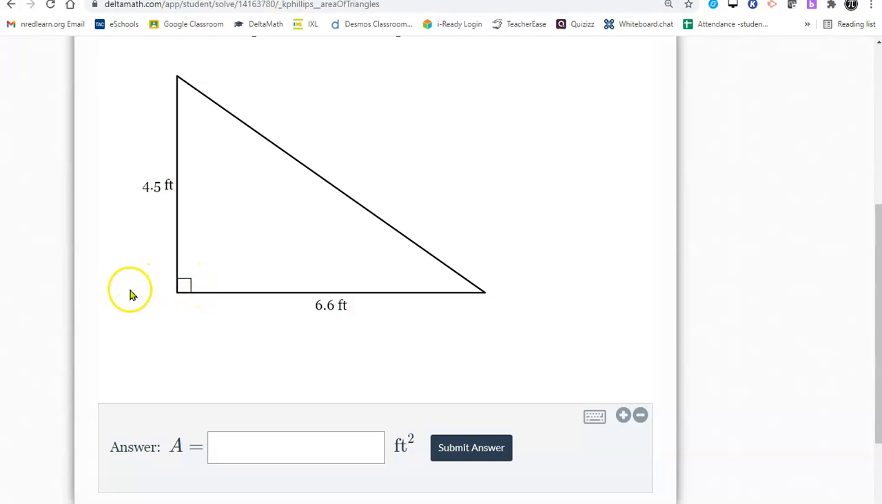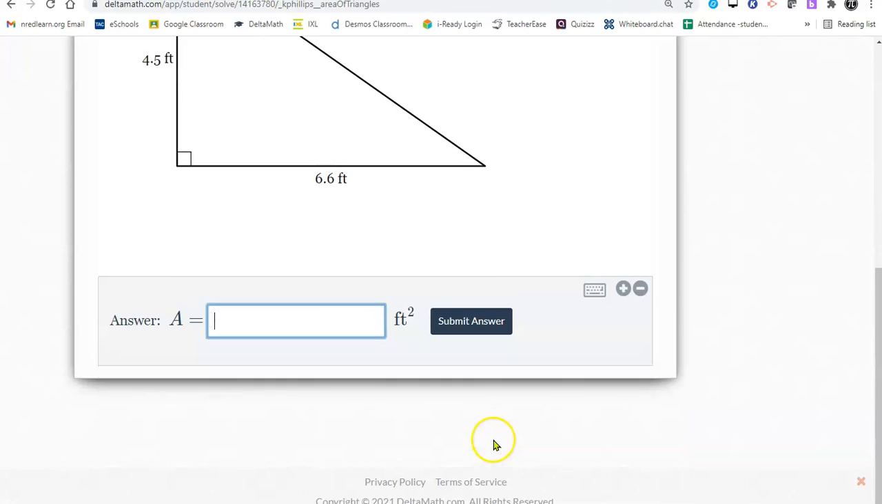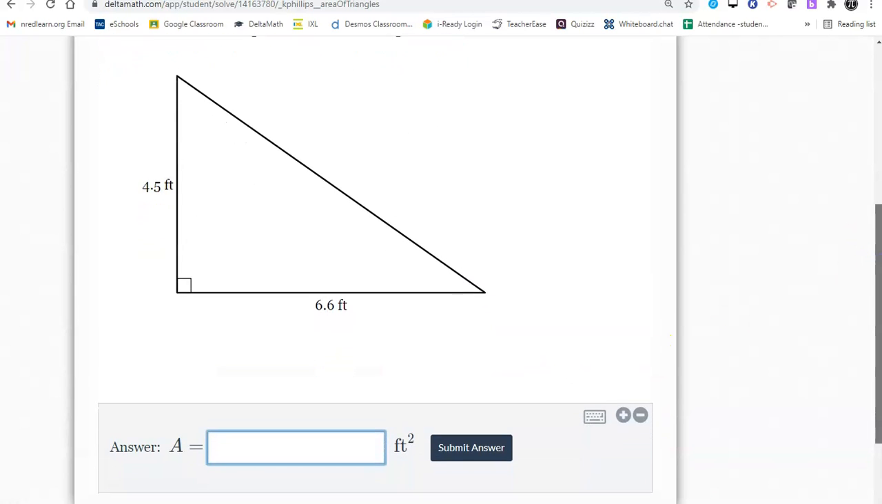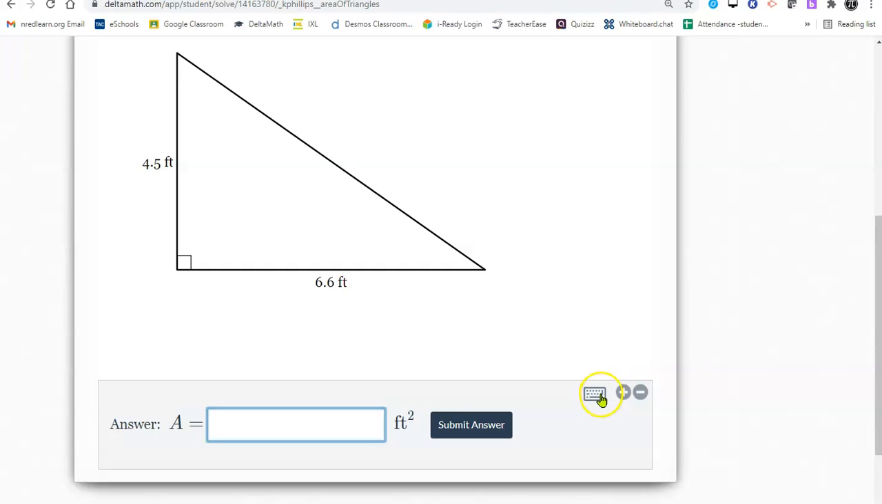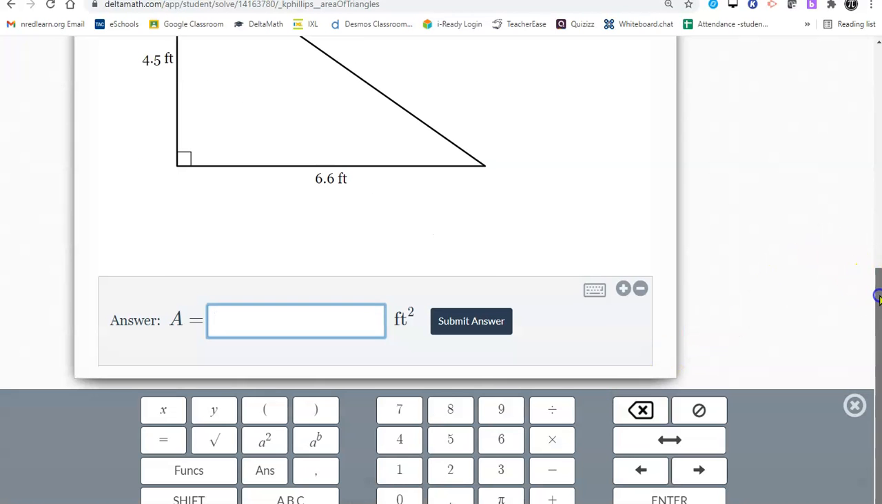So the way I'm viewing this, the base is usually the flat side that's horizontal, so I'm going to call it 6.6 as my base. And that means to get to the tallest part, I would move along this line here, which is the height. So I'm going to type here for you what the actual formula is, not the answer yet. I'm going to use this DeltaMath keyboard right here, and I'm going to type half, and I can write that as a fraction or as a decimal. So you can type 0.5, that's a half, times the base, which is 6.6, times the height, which is 4.5.